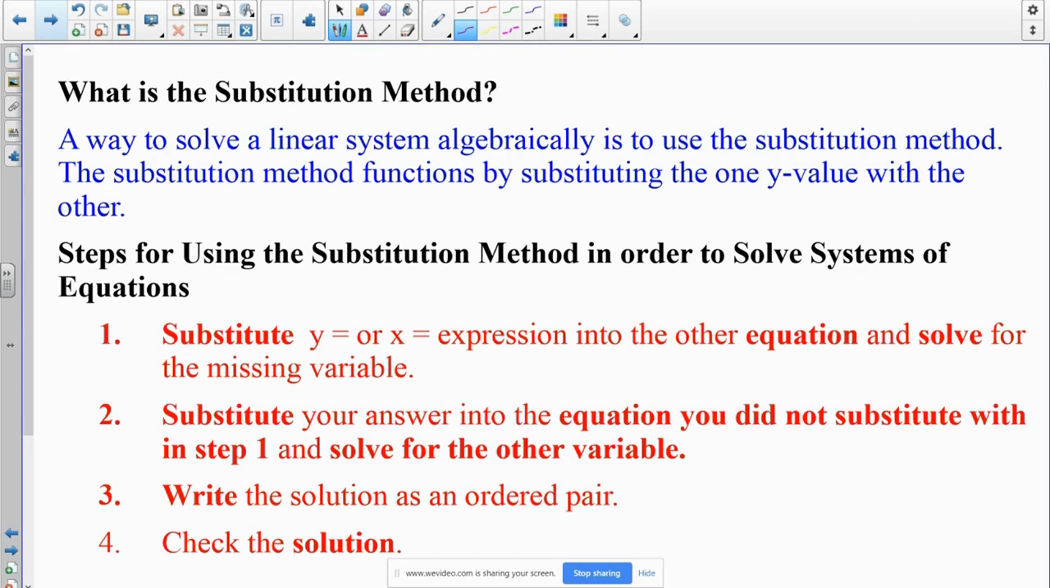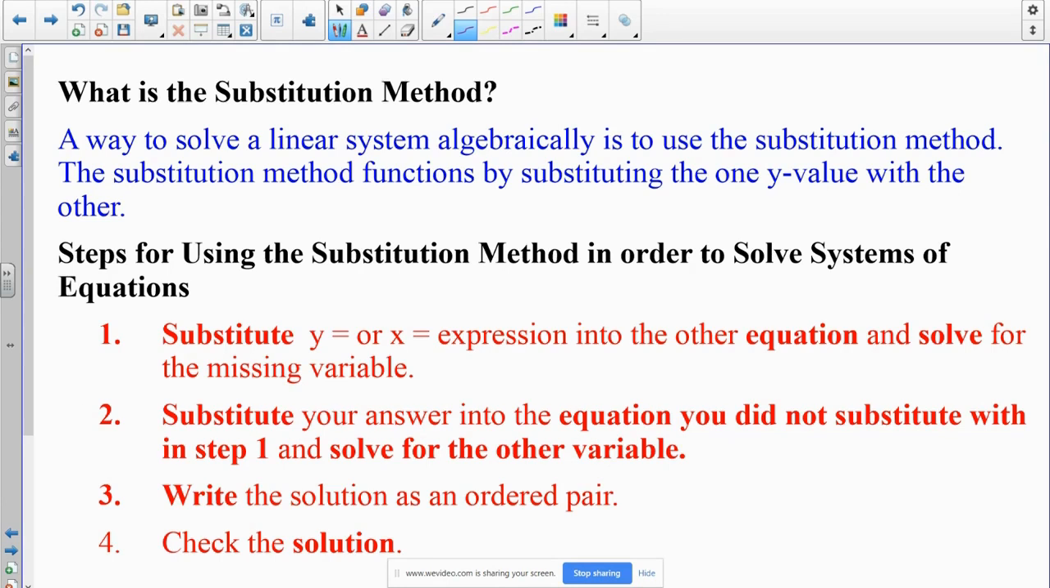So substitution, just like it sounds, is kind of like when we check our answers when we solve equations: we substitute what we think is the value in for x, and we solve to see if it works. Just like we substitute to check answers, it's a way to algebraically solve a system of equations. And we are going to use it by substituting one value of y in for another. Usually we go with y, but we can also go with x.